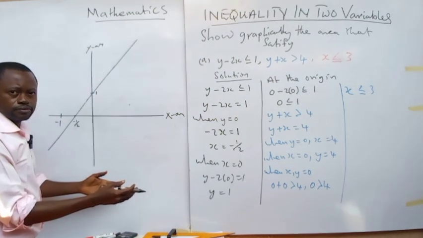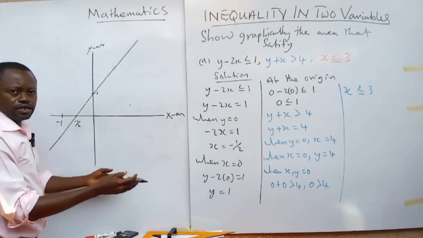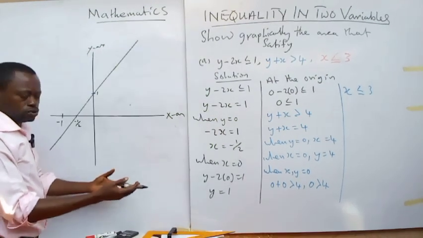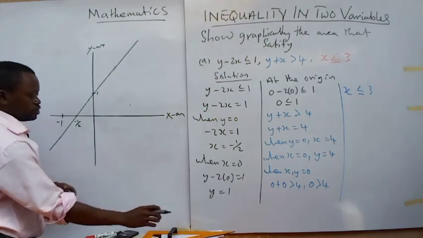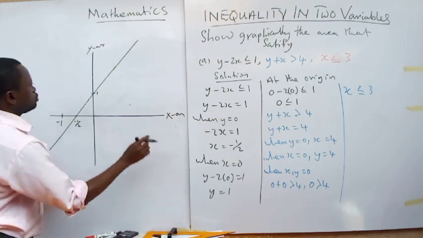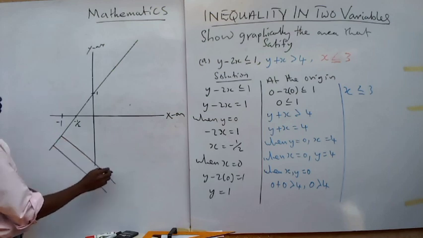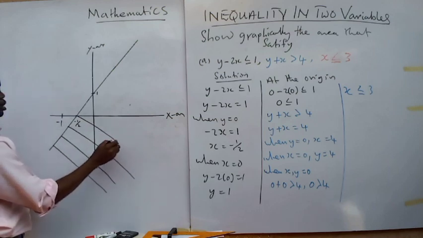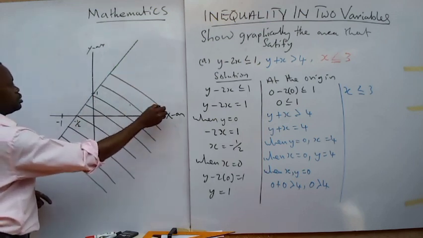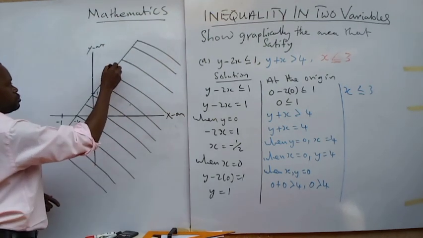I shade it. Some literature will say the area that satisfies the inequality is unshaded. So they are still conveying the same thing. You should understand that. They are only using different ways of expressing it. So please, I am shading this way as the area that satisfies the inequality.